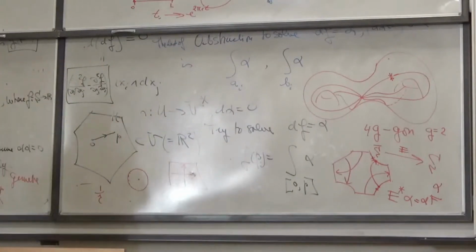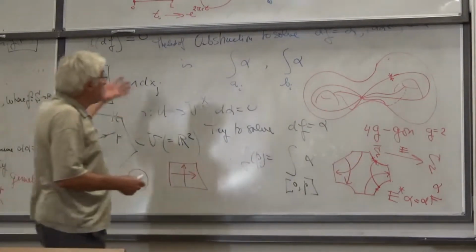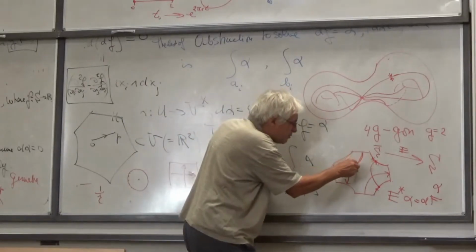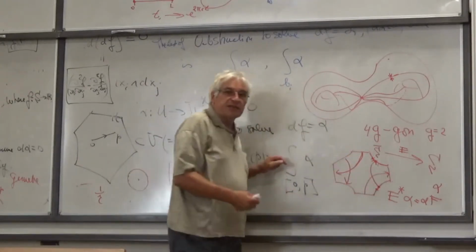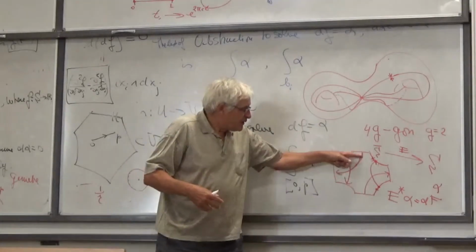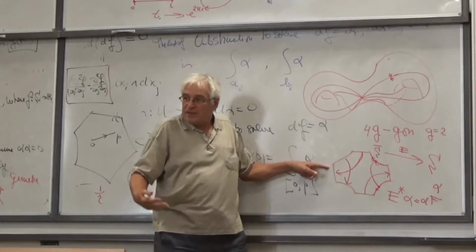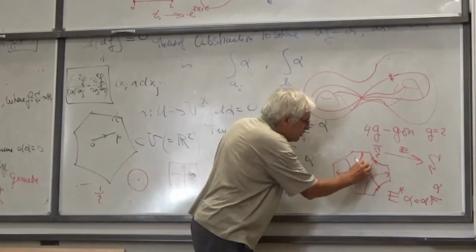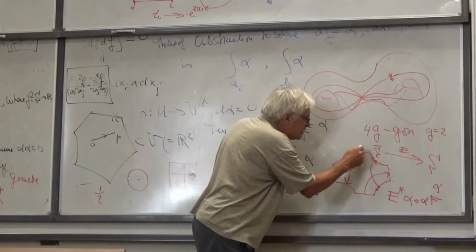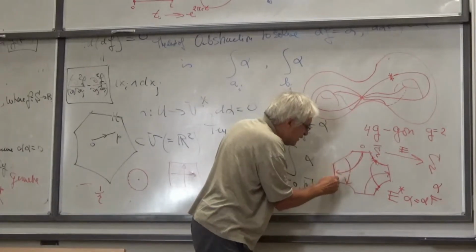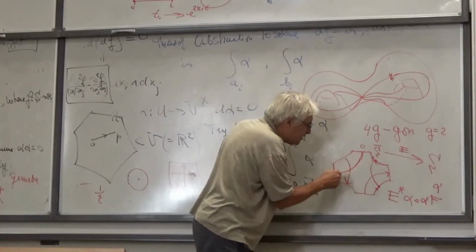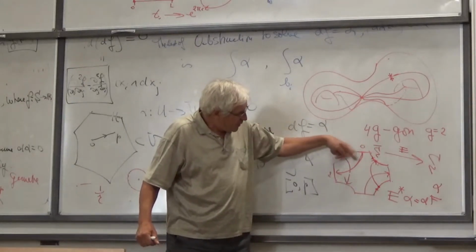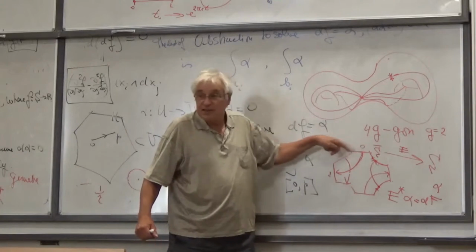Now I must show that those obstructions are independent. So if I need to show that this obstruction is independent from the others, I look for an example where this obstruction is present and all others are 0. So I take on the polygon a function which is 0 here and 1 here. That means that the path integral is measuring the difference between 0 and 1.